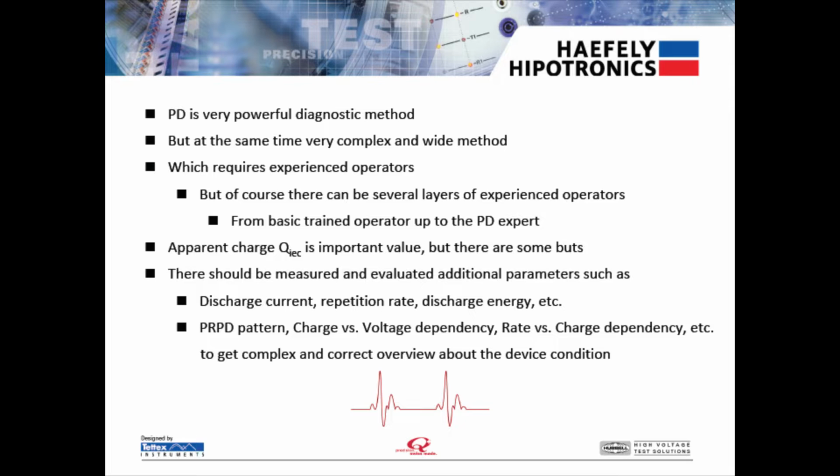So the apparent charge, the QIEC, is essentially a PD quantifiable number that is usually measured in pico and nanocoulombs. This number is based on an algorithm that the IEC derived to categorize what is partial discharge. It states that the discharge needs to meet a certain value of charge and occur for a certain length of time in the PD. Some other factors that come with that: discharge current, repetition rate, discharge energy, etc. Some more complicated factors would be PRPD pattern, charge versus voltage dependency, rate versus charge dependency, and so on, all of which would be covered in greater detail in the more in-depth PD discussion.